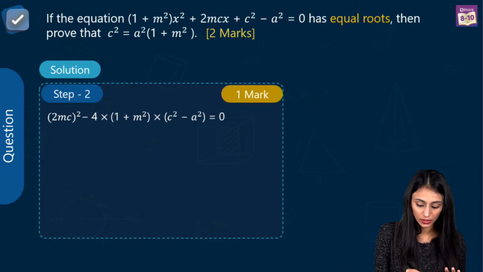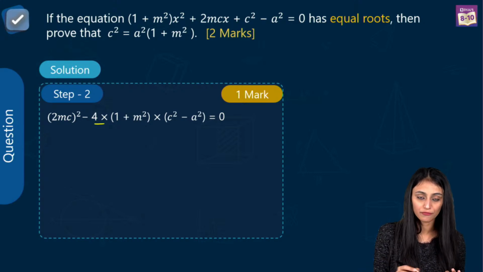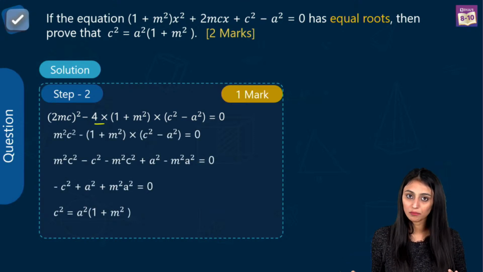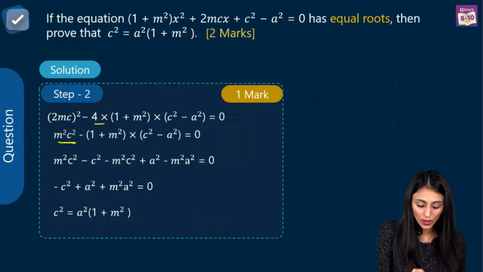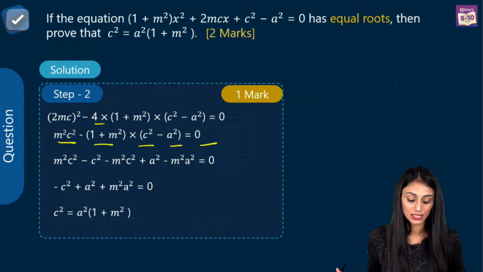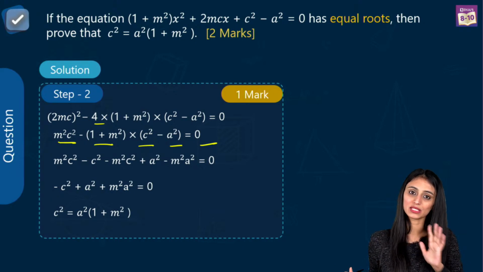So what I'll do from here is once I open this up, this will be 4m square c square. And here also we have 4. We'll take 4 common. That 4 goes to the other side and 0 by 4 is nothing but 0. So m square c square minus 1 plus m square times c square minus a square equal to 0. This is what we are going to get. I can see a lot of thumbs up in the comment section. So the previous step is clear to everyone, yes?